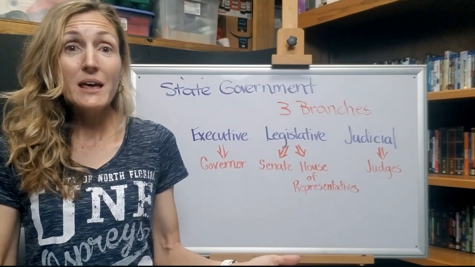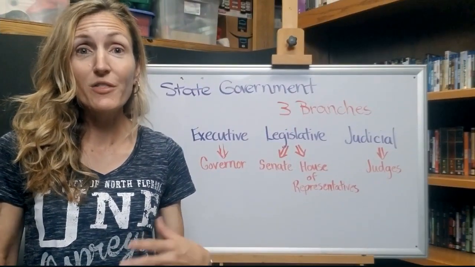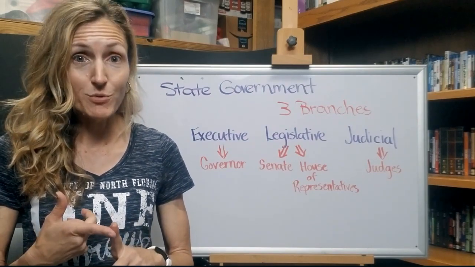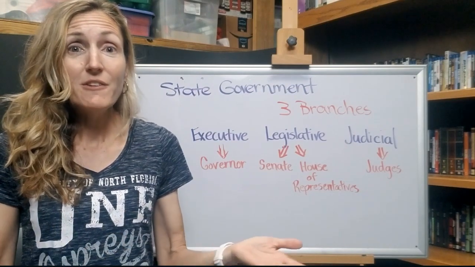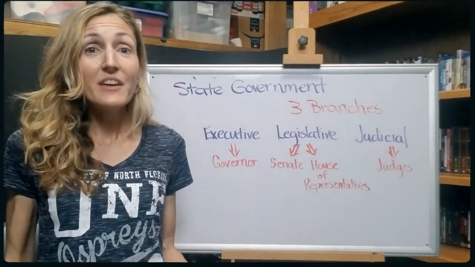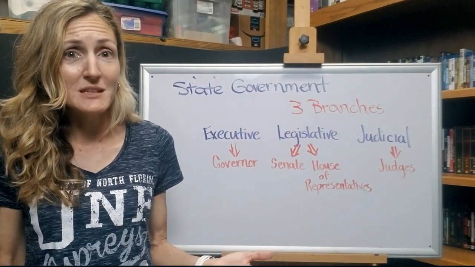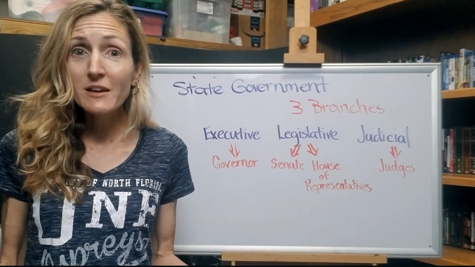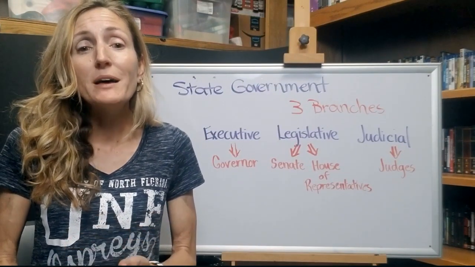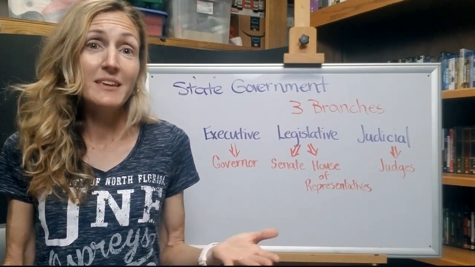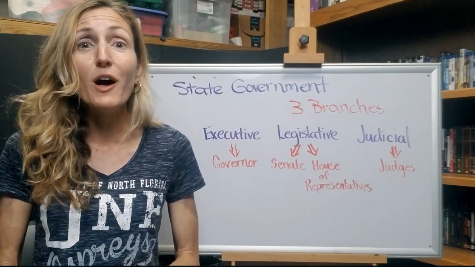So, let's go ahead and talk about those three branches again. They're the same on the state level that they are on the federal level. We have the executive branch, the legislative branch, and the judicial branch. And they function in much the same way. The governor is the head of the executive branch at the state level, and it's the governor's responsibility to carry out the laws created by the legislative branch. Also, it's his responsibility to plan and budget for the state along with his cabinet members. Those are other people that work alongside him to make sure that the laws get carried out.